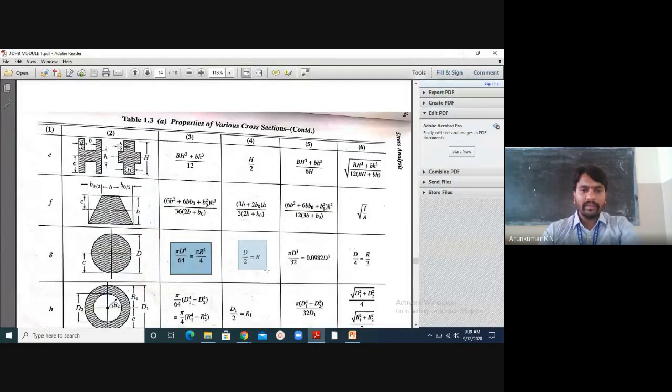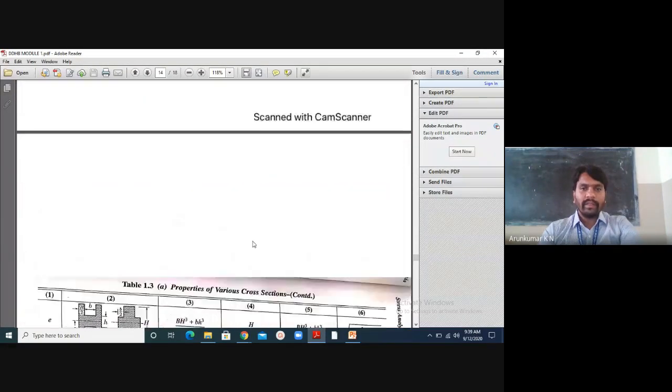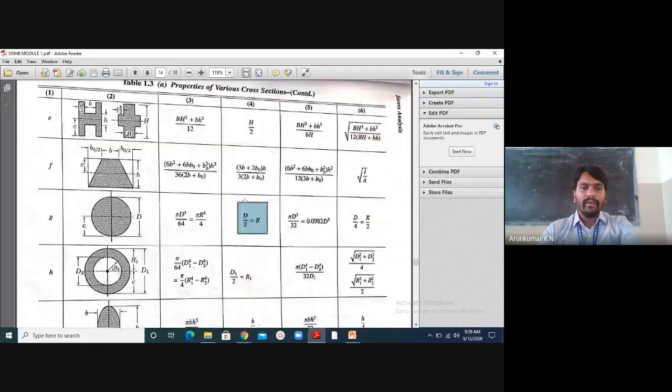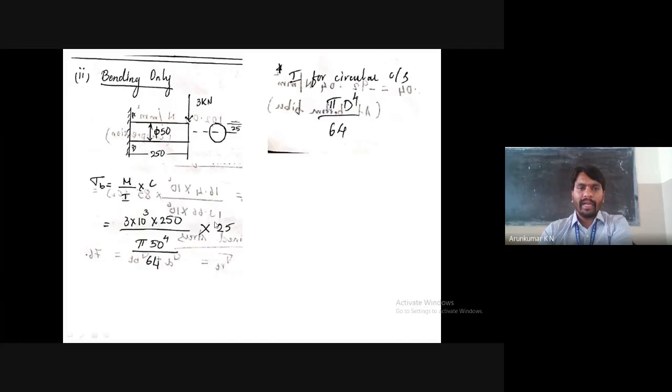Look at this. The third column is C. Yeah, C is given by D by 2 for a symmetric section. Clear? To calculate the bending stress, the moment is given by load into perpendicular distance, and I is available in the data handbook. C is also available in the data handbook, or simply, for symmetric, half of the depth, 25. You will get the bending stress.